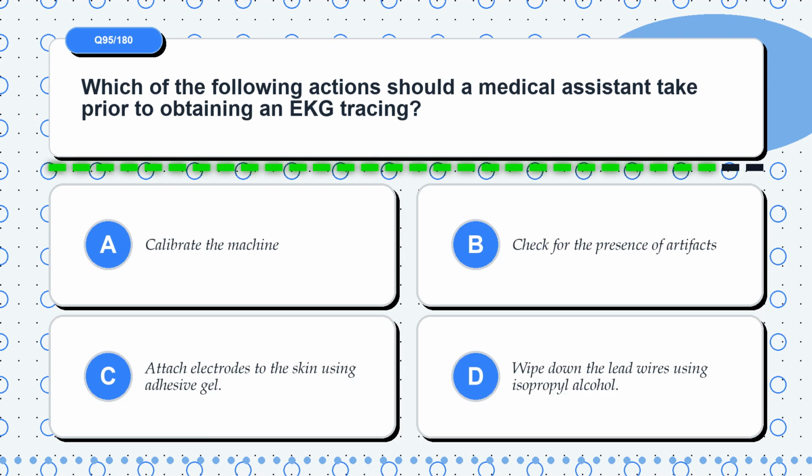Question 95. Which of the following actions should a medical assistant take prior to obtaining an EKG tracing? Here are the options. Option A, calibrate the machine. Option B, check for the presence of artifacts. Option C, attach electrodes to the skin using adhesive gel. Option D, wipe down the lead wires using isopropyl alcohol.